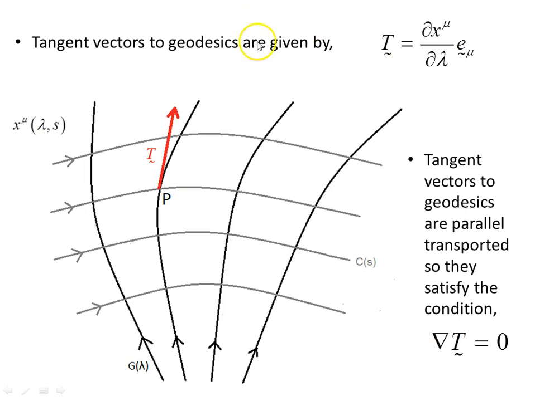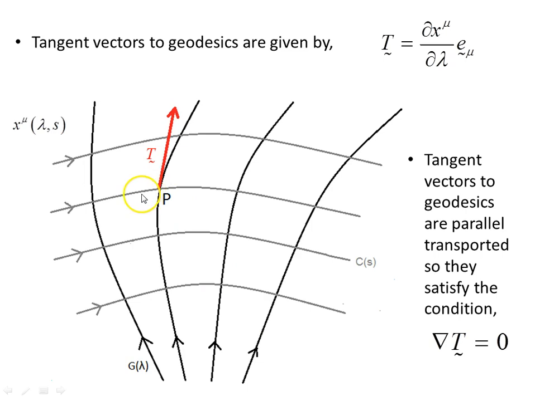Alright, tangent vectors to the geodesic given by this object here, dx mu d lambda. Remember that the geodesics were parameterized in terms of lambda and times the basis vector e subscript mu. So, diagram here, at the point P, here's a tangent vector to the geodesic. This tangent vector lives in the tangent space to the point P. And the tangent vectors to geodesics are parallel transported, so they satisfy the condition that the covariant derivative of the tangent vector is 0.